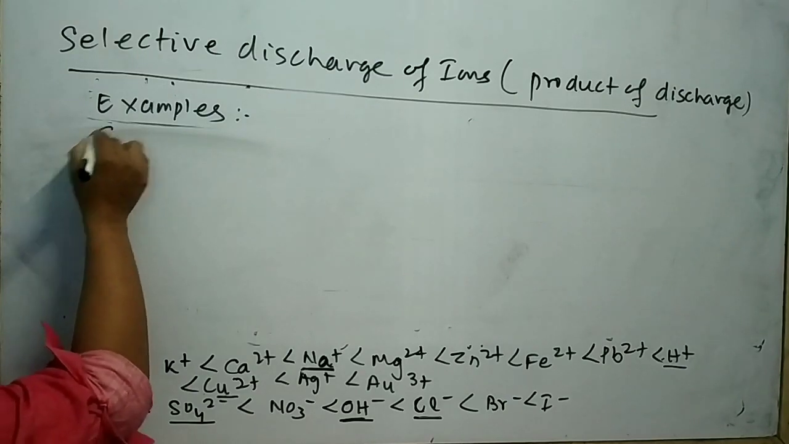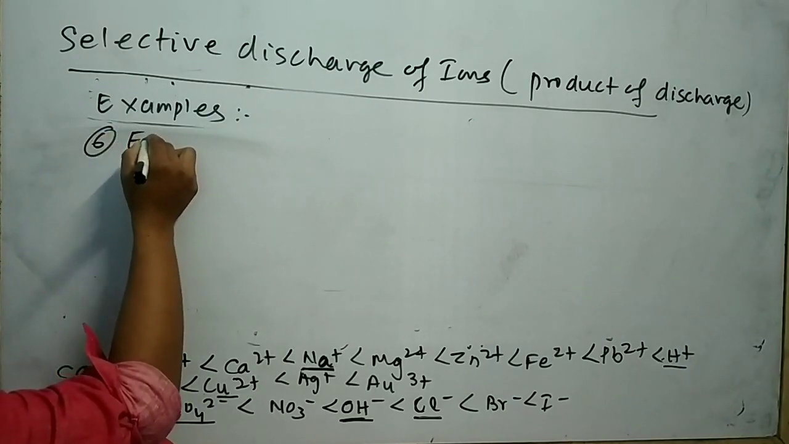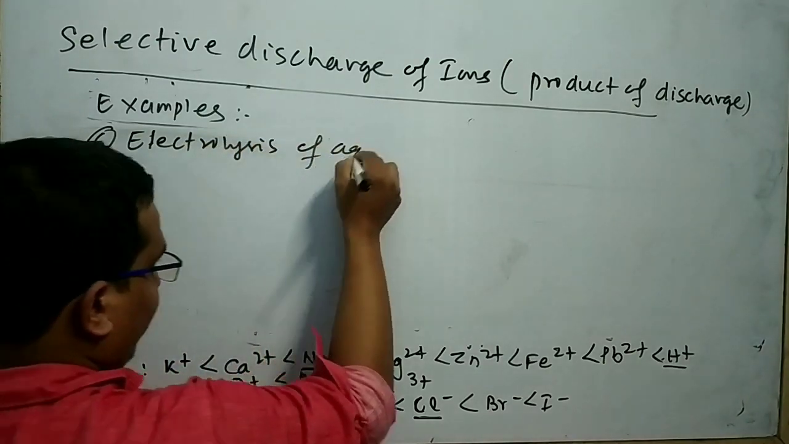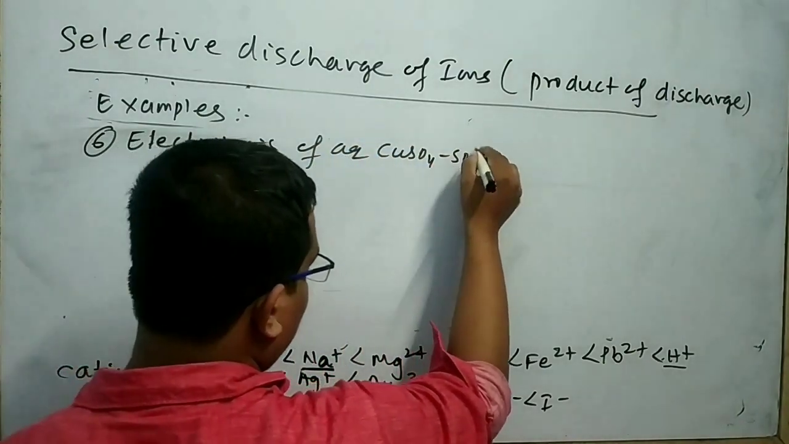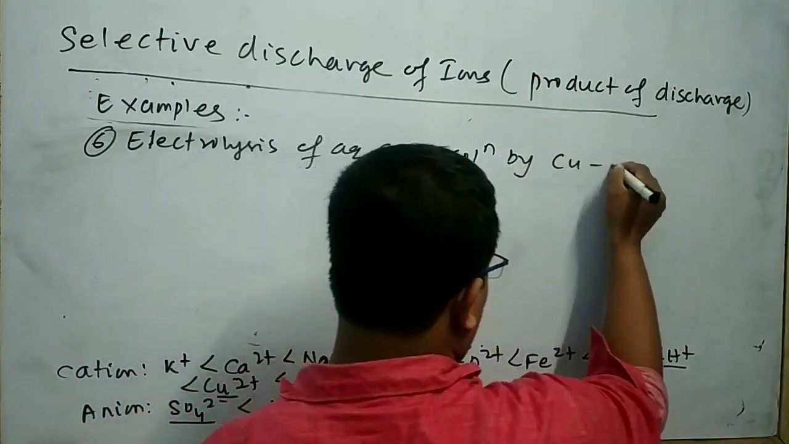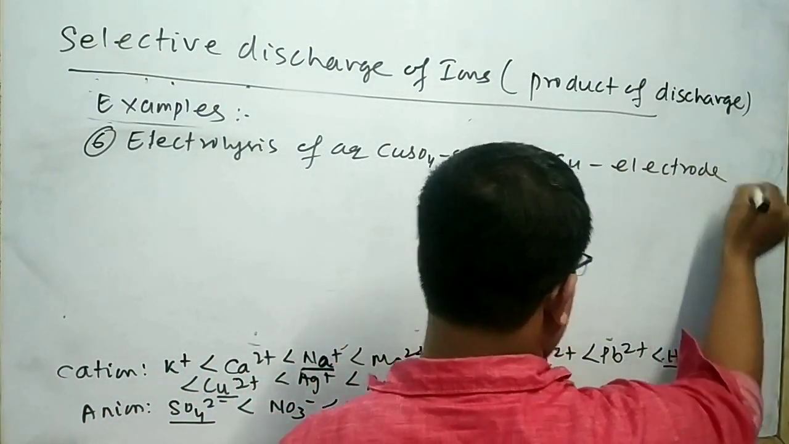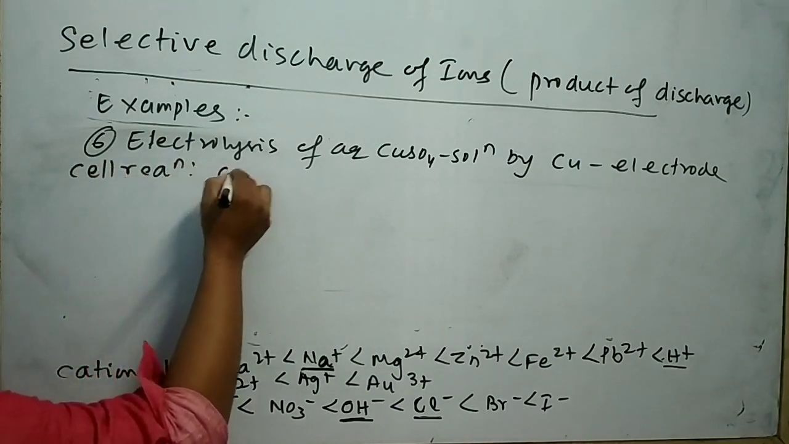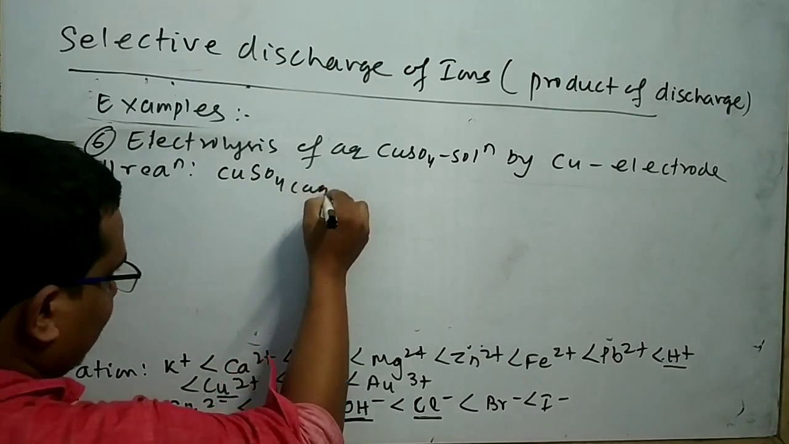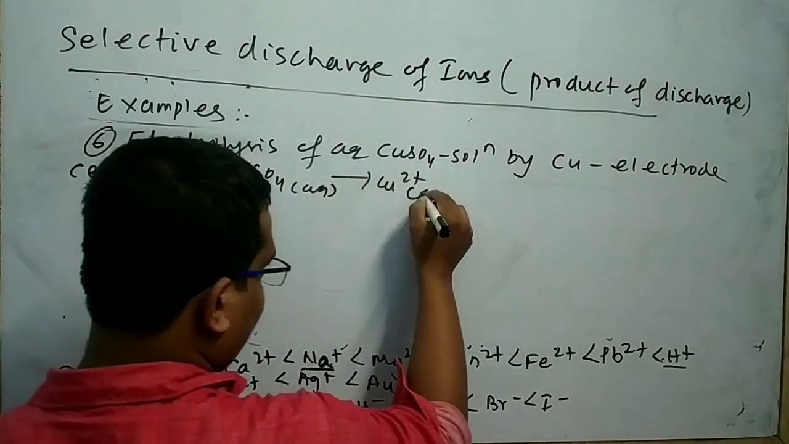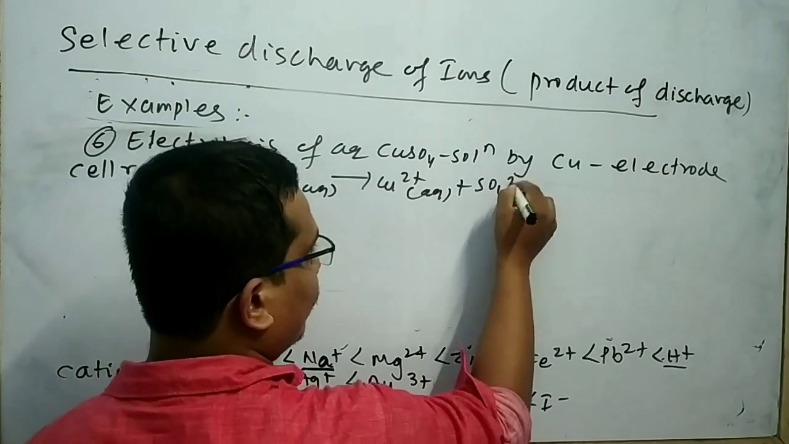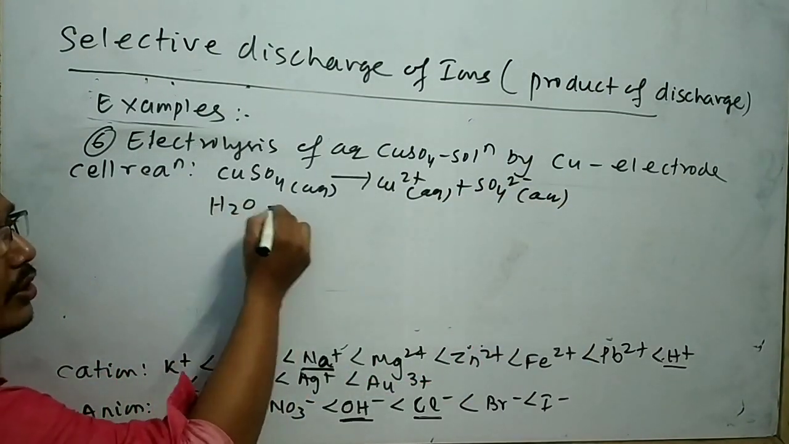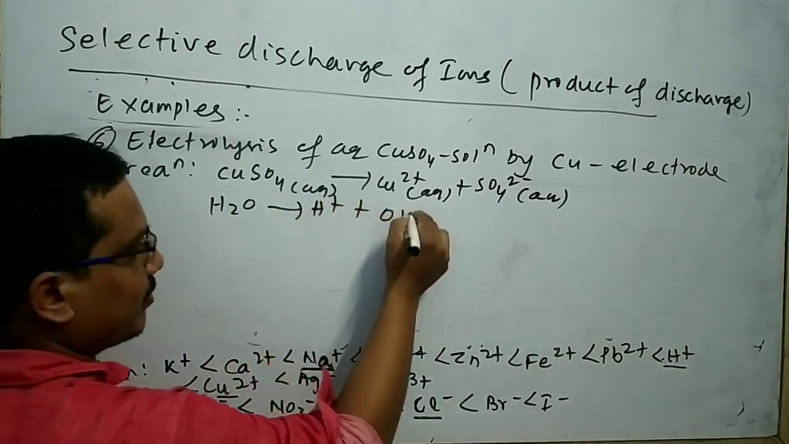Next I will discuss example number 6. Electrolysis of aqueous copper sulfate solution by copper electrode. At first I will write the cell reaction. CuSO4 aqueous gives Cu2 plus aqueous plus SO4 2 minus aqueous. Another cell reaction is H2O gives H plus and OH minus.